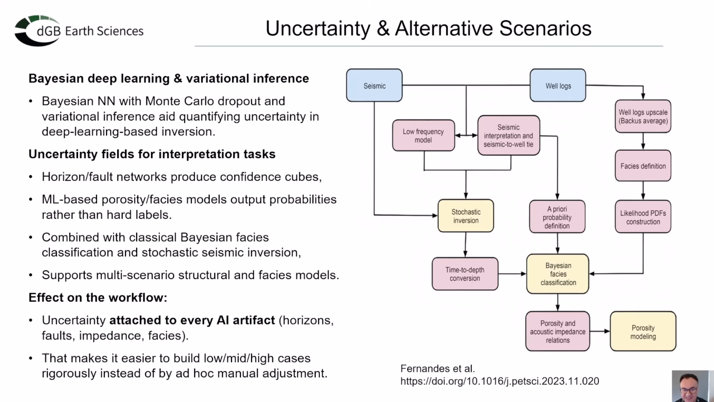And this makes it easier to build low, mid, high cases rigorously instead of by ad hoc manual adjustment. And of course, I use the term easier in quotes. All of these methods require our strict care and understanding of all of the data that went in, the limitations of the machine learning methods that we have applied, and factoring that in to our uncertainty and alternative scenarios.